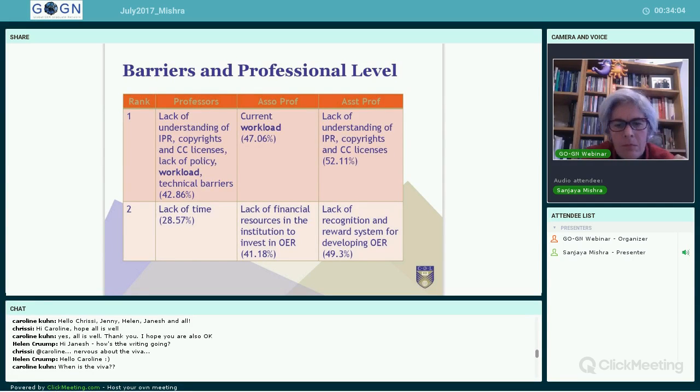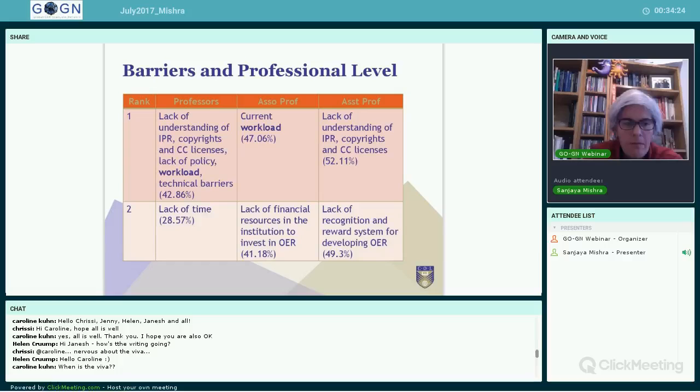And people at the lower level, at the lecturer and assistant professor level, they thought recognition of their work is important. And they need to understand more, they don't know copyright and licensing issues much. So over 50% is talking about that.